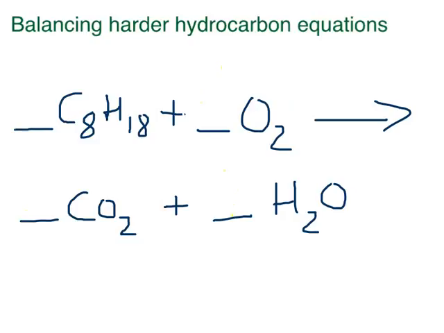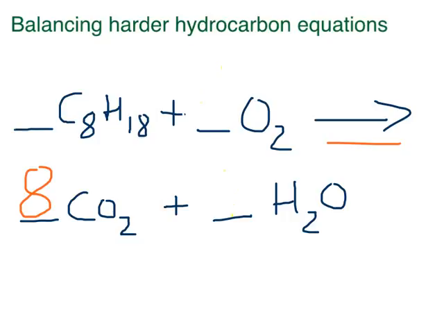So what we're gonna do now is skip right to the carbons because, as you know, we leave the hydrogens and the oxygens always till the end. Notice here we've got 8 carbons. So I'm going to go ahead and fill in an 8 here. Because on the product side, see the arrows over here, I've got only 1 carbon. So 8 carbon dioxides would give me 8 carbons, which is what I want.